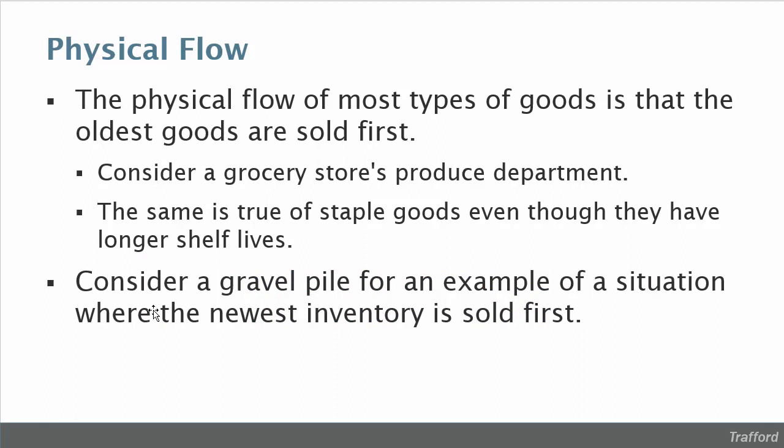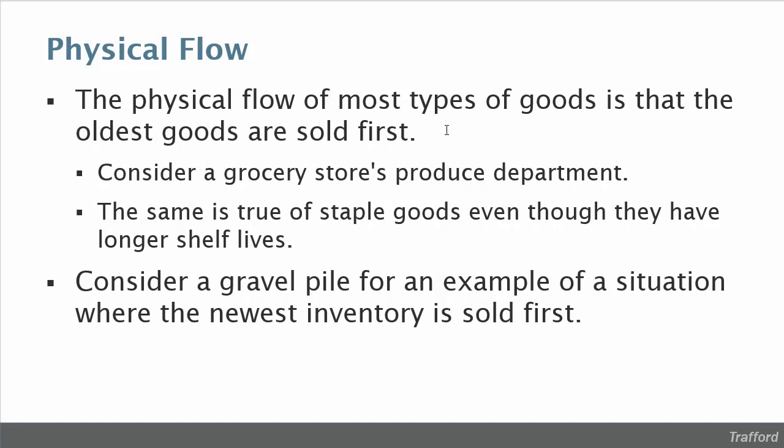Well, let's go back to that notion of physical flow, or how goods are actually sold. And as I alluded to a few minutes ago in my example about the umbrellas, for many companies, the physical flow is, at least generally, the oldest goods are sold first. In a grocery store, the people working there will rearrange the produce, the milk, whatever, to try to put the oldest stuff in front to make sure that it gets sold before it goes bad. When things look like they're getting close to expiration dates, they'll put them on sale to speed up that sale.